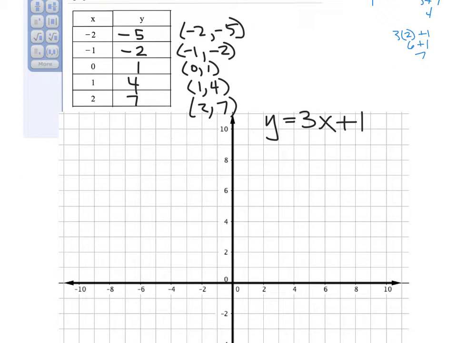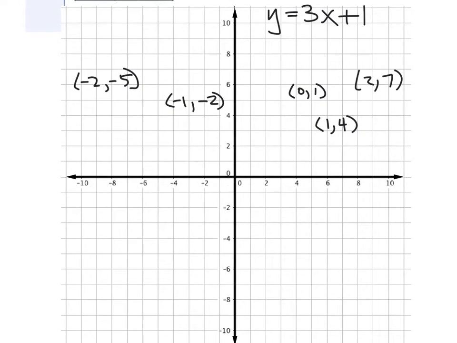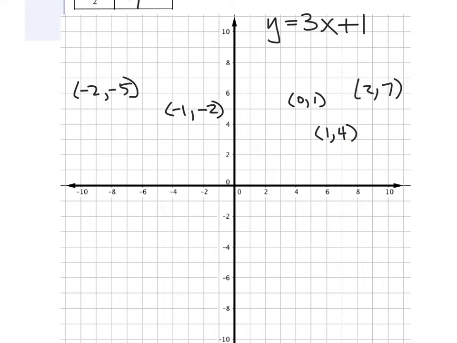So now what we need to do is take these points and put them on the graph where they belong. Let's start with -2, -5. Where does that go? Well, that means to the left 2, down 5. So it's going to go right here. So -2, -5 goes right there.